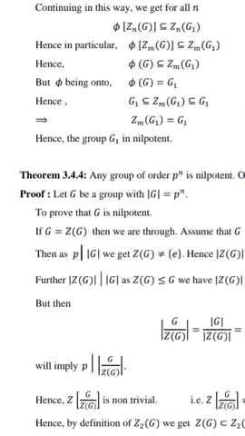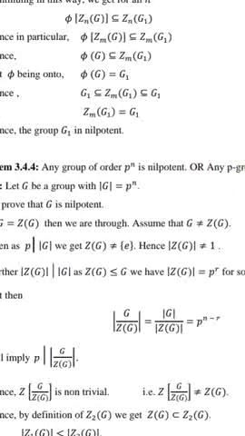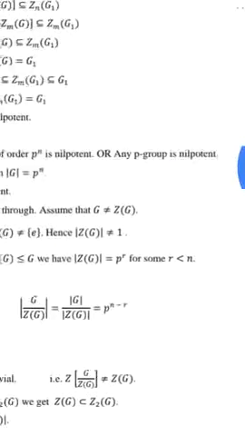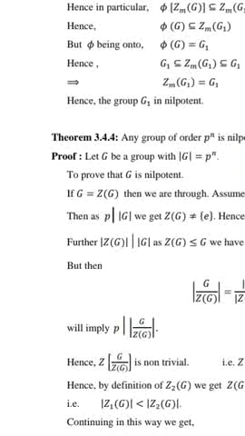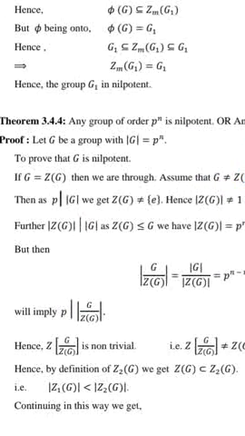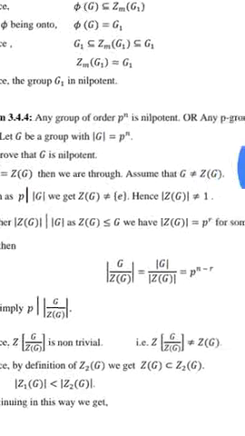Next theorem: any group of order p raised to n is nilpotent, or any p-group is nilpotent. For proof, suppose that G is a group with the cardinality of G equal to p raised to n. We have to prove that G is nilpotent. If G is equal to Z(G), then the result is trivial.